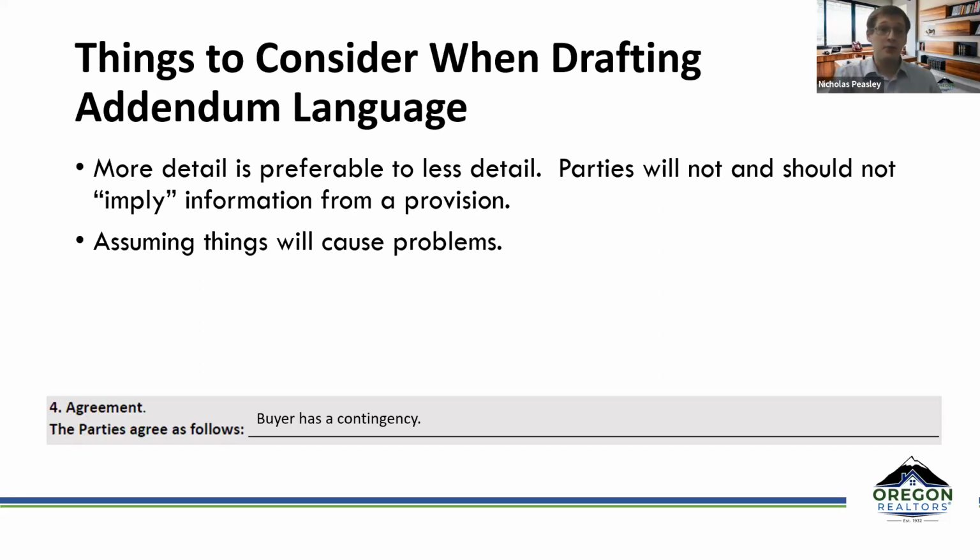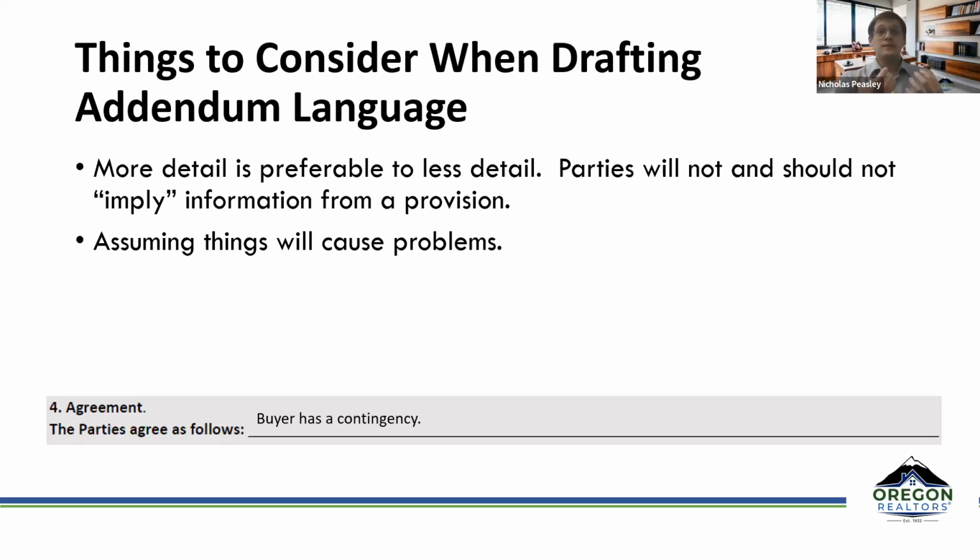So if, for example, your agreement states the parties agree as follows: buyer has a contingency. That's not good general addendum drafting. That's a problem because buyer has a contingency that both parties agree to. What are we going to do now?